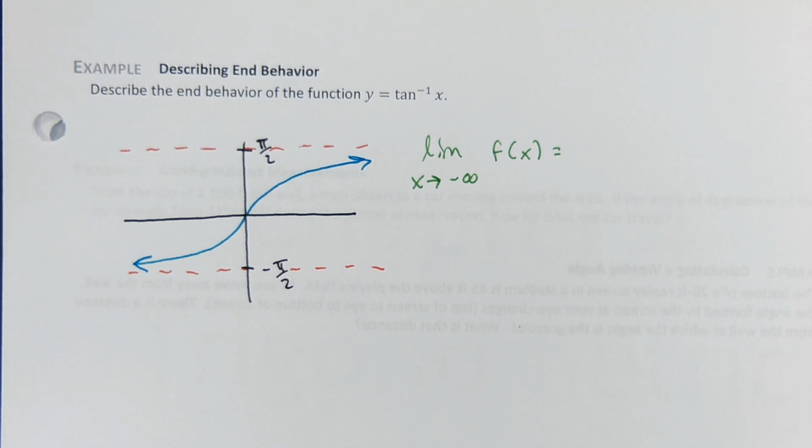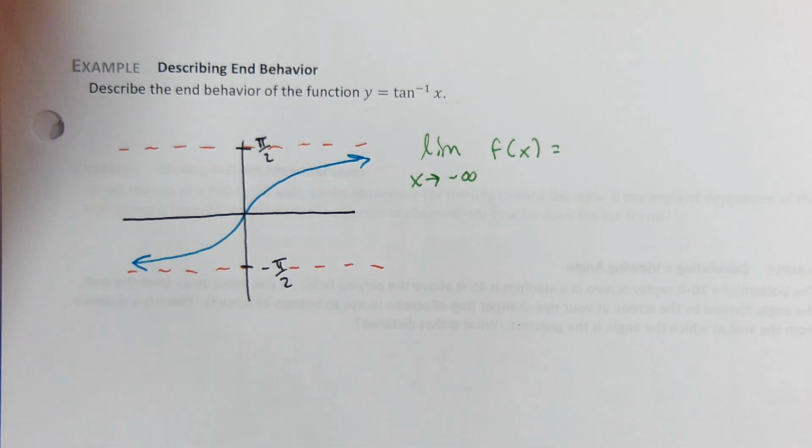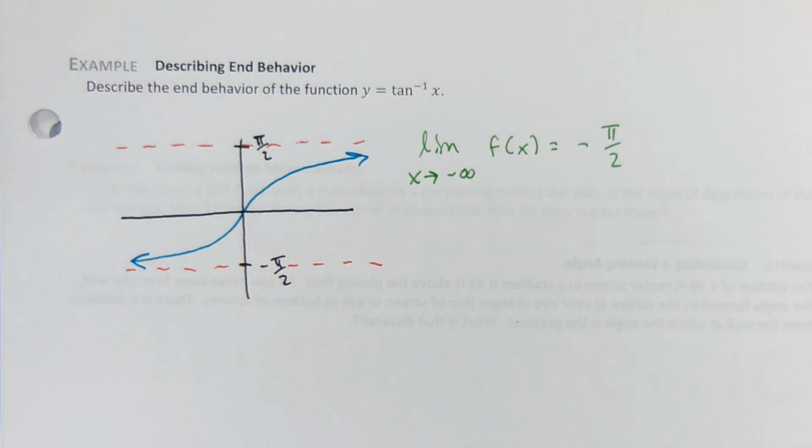Where are the y values headed as my x's go left? Down to where? -π/2. That is a horizontal asymptote that we will never reach, and that's because tangent is undefined. You cannot do tangent of π/2, so π/2 does not exist, and -π/2 does not exist in tangent inverse's range.